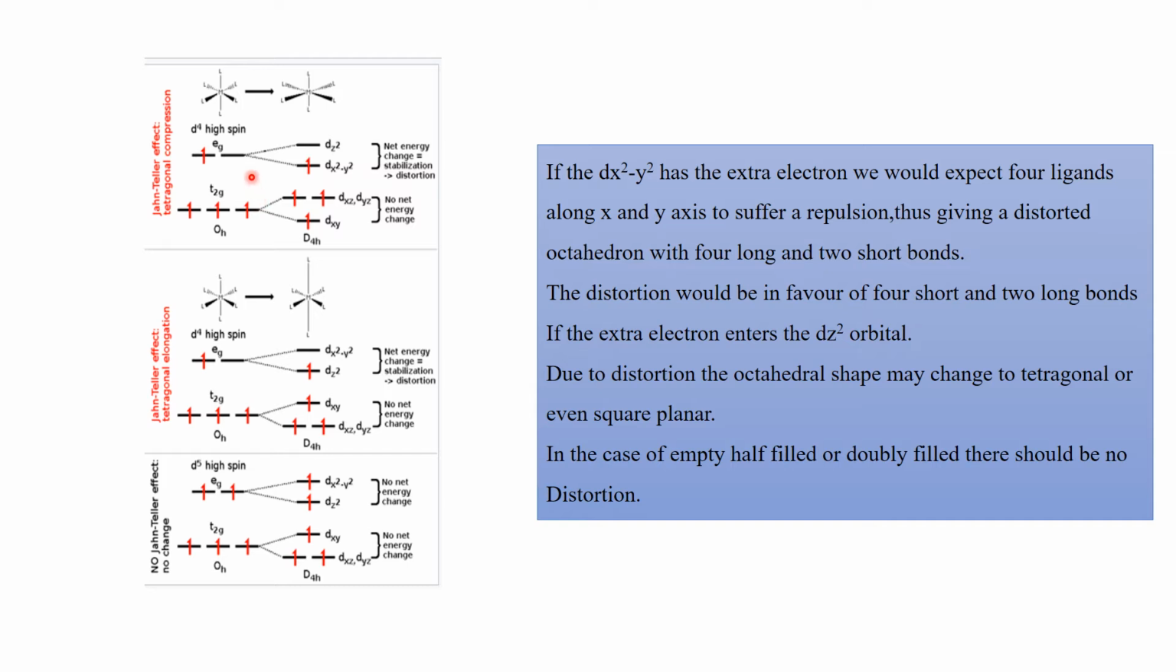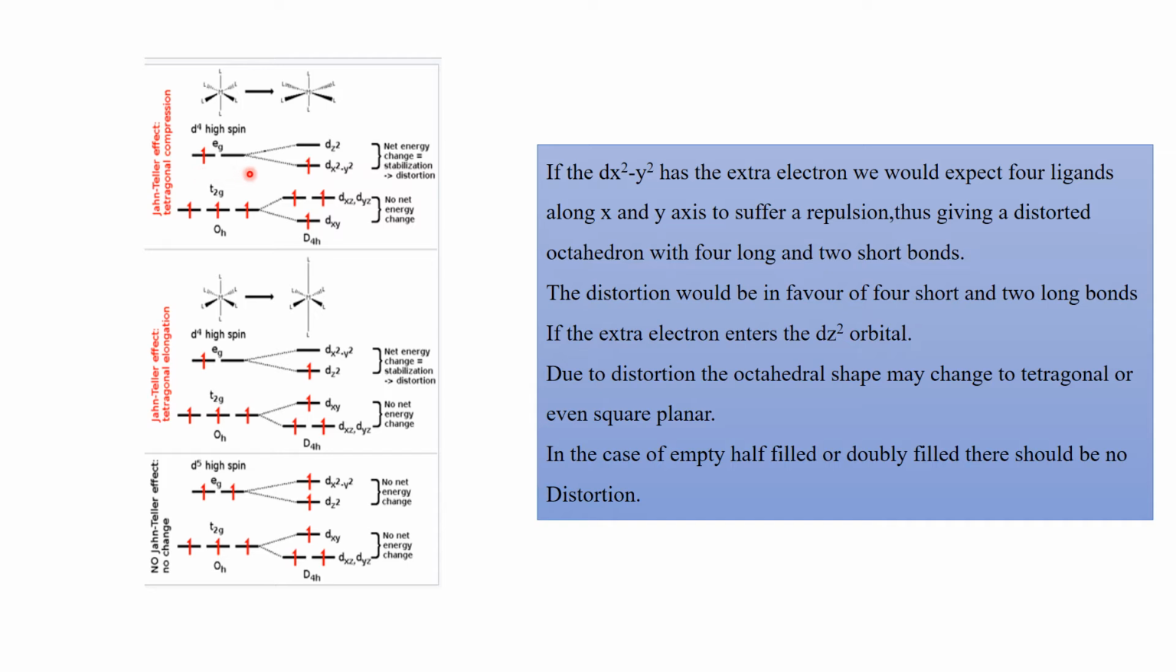From this figure, we understand that Jahn Teller effect is observed as tetragonal elongation and tetragonal compression in octahedral high-spin d4 complexes due to net change in the energy of electrons. Jahn Teller effect does not occur if there is no net change in energy.